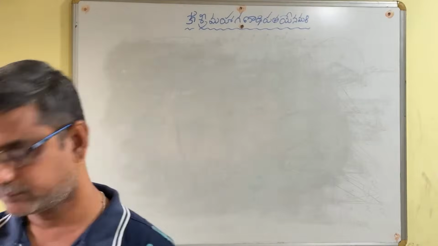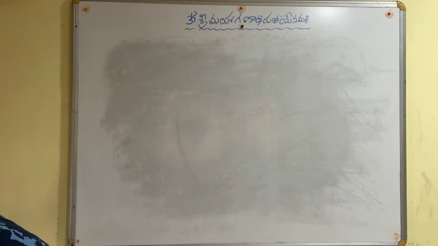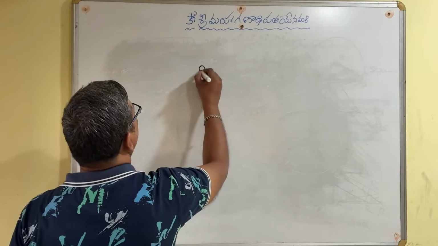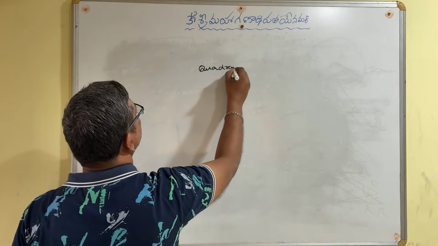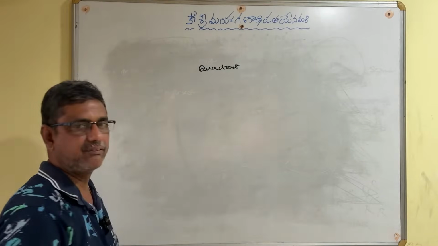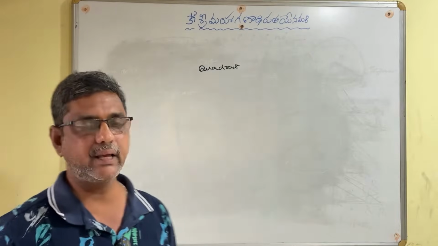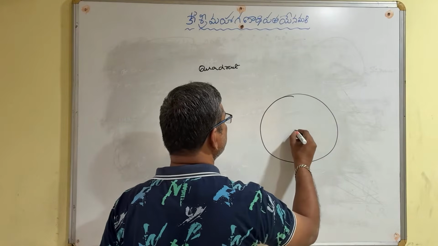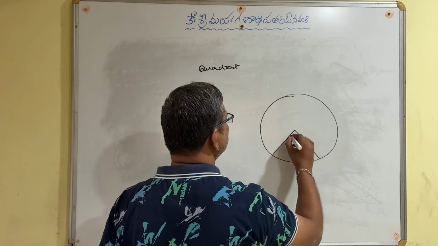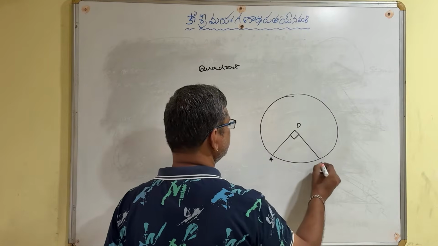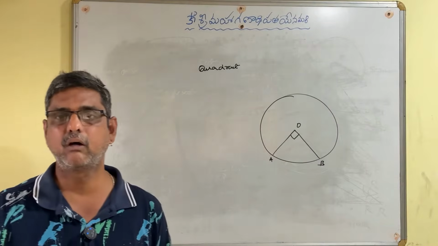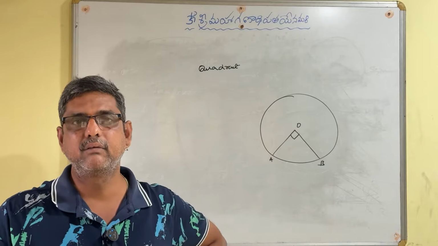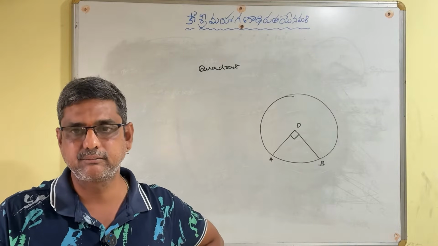Next, second question. Find the area of a quadrant of a circle whose circumference is 22 centimeters. Quadrant. What is the meaning of quadrant? A quadrant is a sector, here with sector angle 90 degrees. Quadrant is a sector with sector angle 90 degrees.